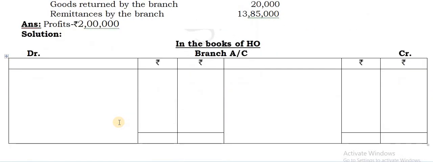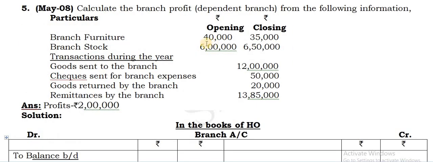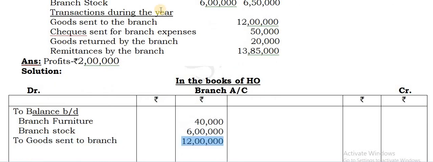So simple problem again. You can start on the debit side with the opening balances. Both the branch furniture and branch stock, you can take the opening values, 40,000 and 6 lakhs. Next there is goods sent to branch, this you can take on the debit side, 12 lakhs. Again cheques sent to branch for branch expenses, this you write on the debit side against bank account. That is for expenses, amount being received from the head office, 50,000.